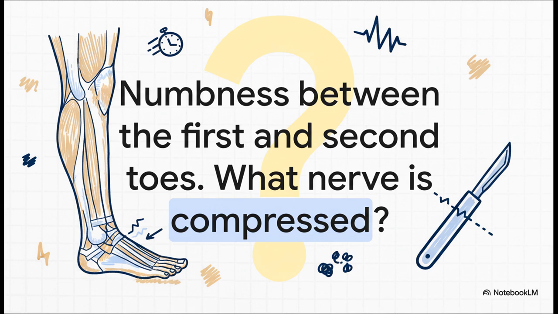The answer? That's the deep peroneal nerve, a classic textbook sign of anterior compartment syndrome. Your immediate action is to take the patient back to the OR for an emergency fasciotomy. That's how you put all the pieces together to save a limb.